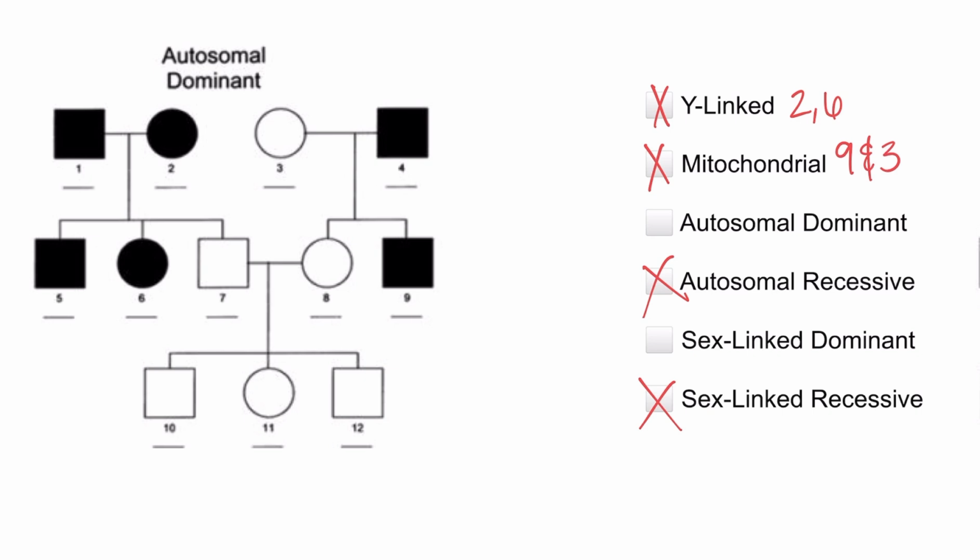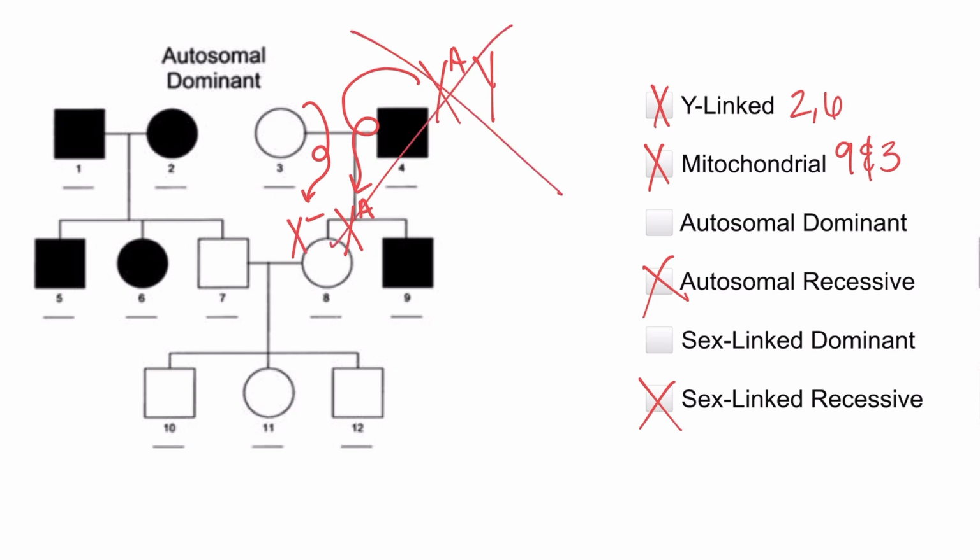Okay, now let's determine if it's autosomal or sex-linked dominant. So I'm going to look at a father that does express the trait, like, let's say parent number 4. Parent number 4 would have to have one dominant allele, meaning that the daughter's alleles would come from one from the mom and one from the dad. And if the dad only has one dominant one to pass on, then she would have to express the trait. So because she doesn't, we know that it cannot be sex-linked.